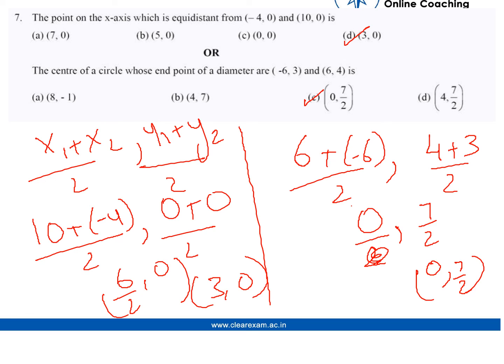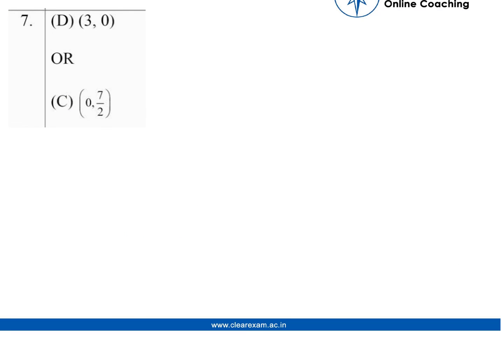Let's check both the answers. For the first part it is (3, 0) and the second part is (0, 7/2).